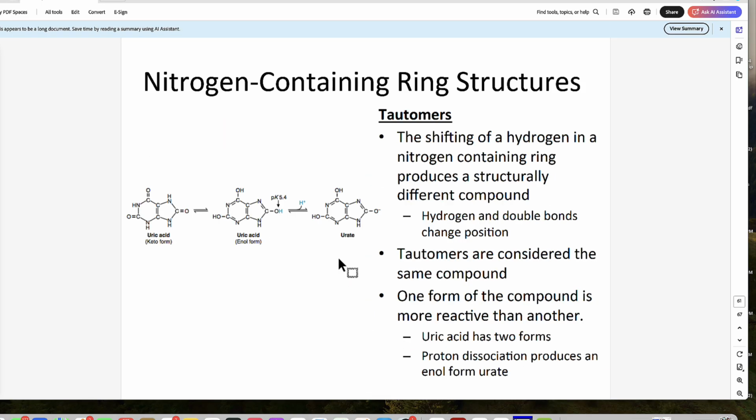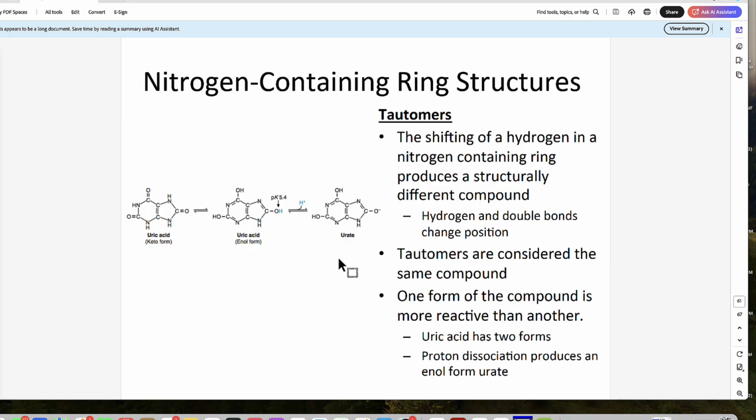Tautomers. These are molecules that have a shifting in the chemical structure, and due to the shifting, it can alter how these molecules react and respond. So you have, let's say, a nitrogen and a carbon double bond with a hydroxyl group.